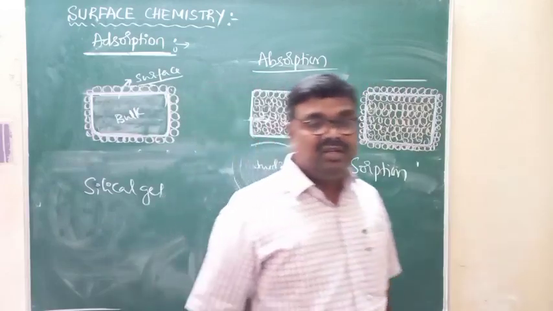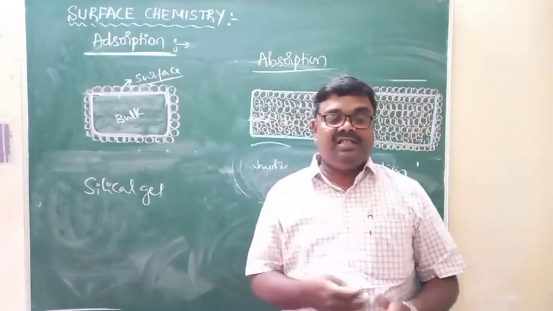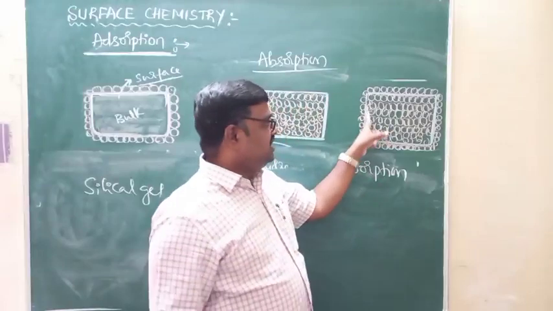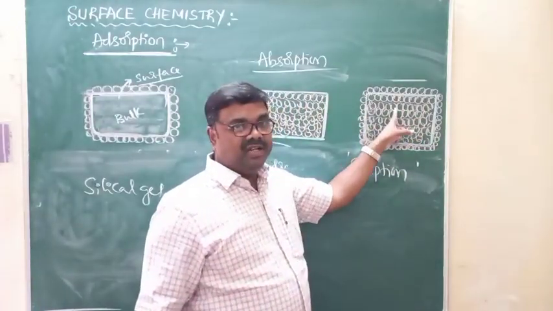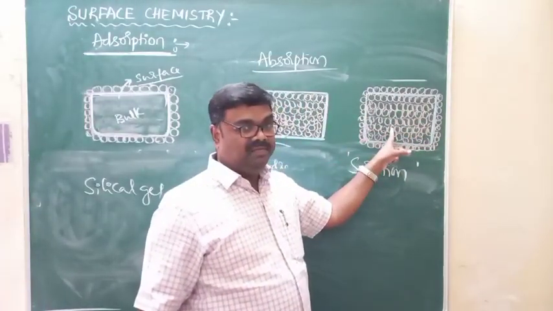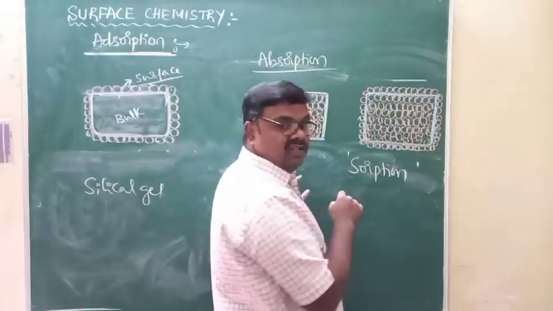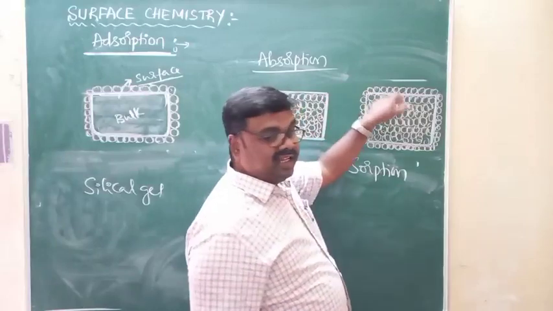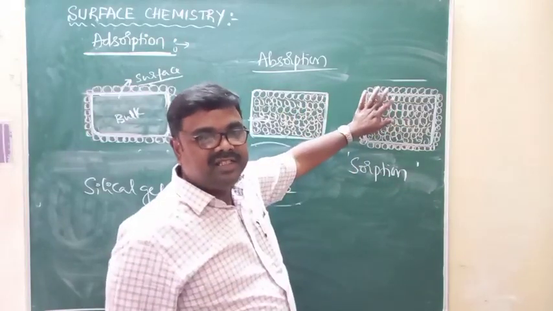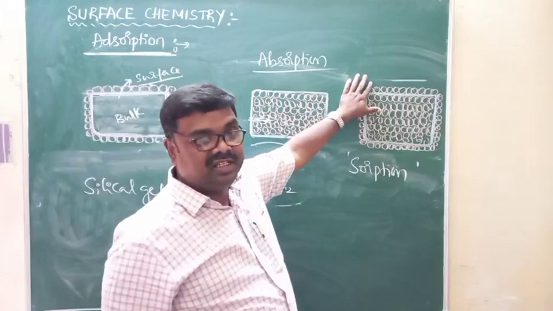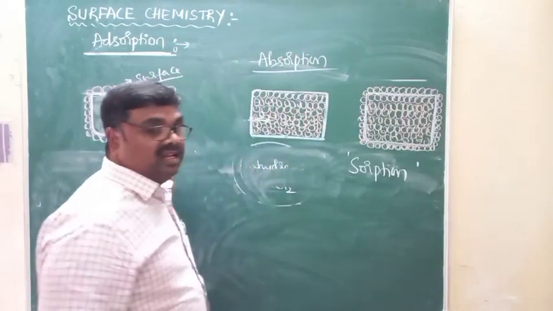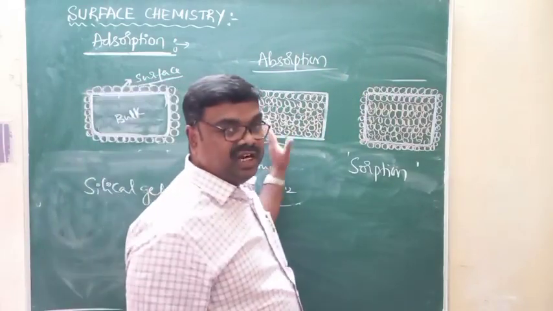Even though both are taking place simultaneously, that is, there is a uniform distribution of particles throughout the bulk of the solid, the concentration of the molecules at the surface will be greater than that in the bulk. That is the observation as far as sorption is concerned. So this is what we call adsorption, absorption and sorption.